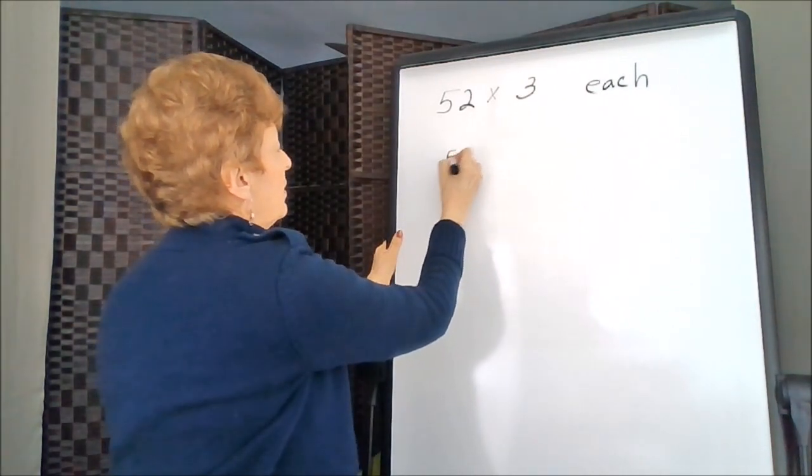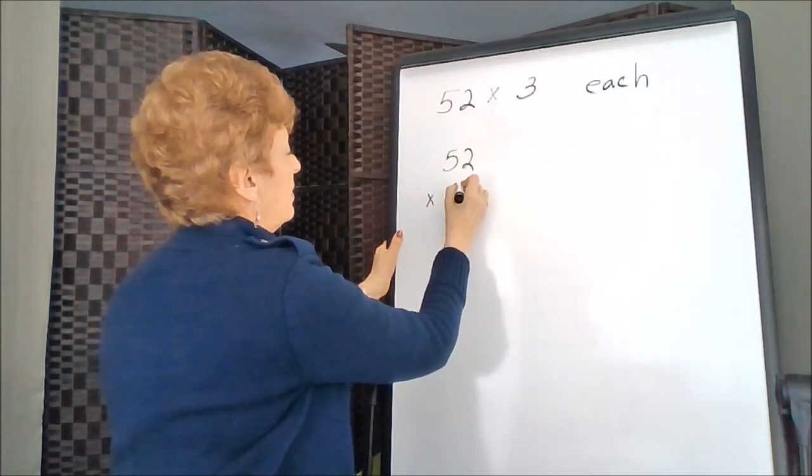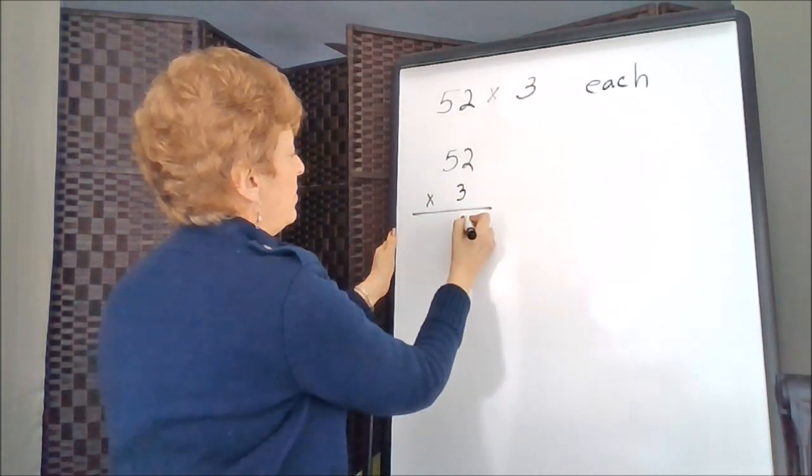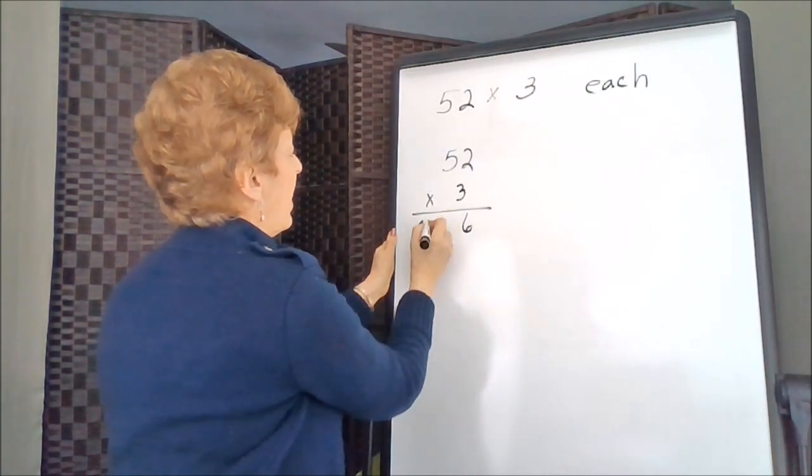52 times 3. 3 times 2 is 6. 3 times 5 is 15.